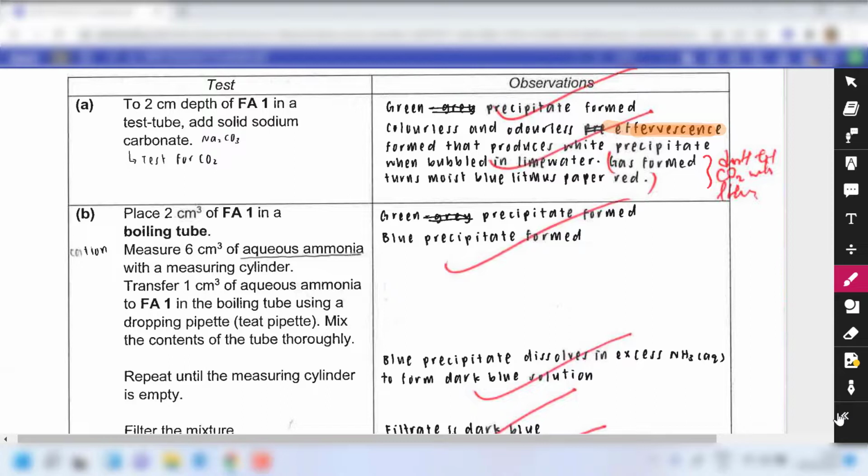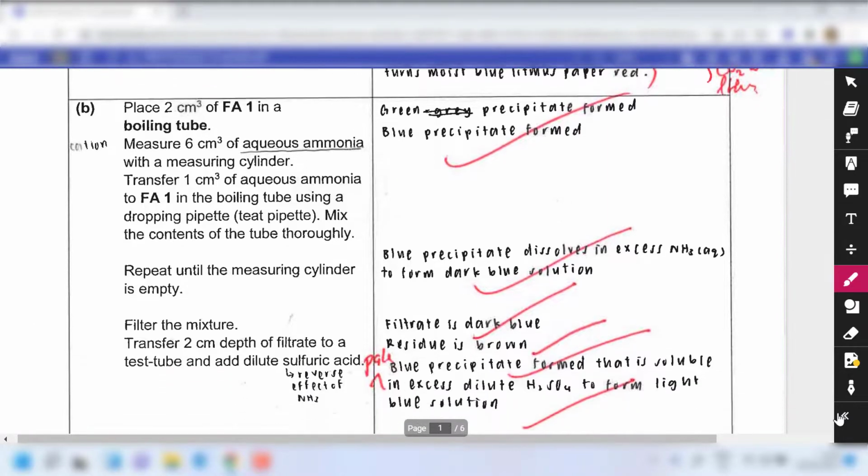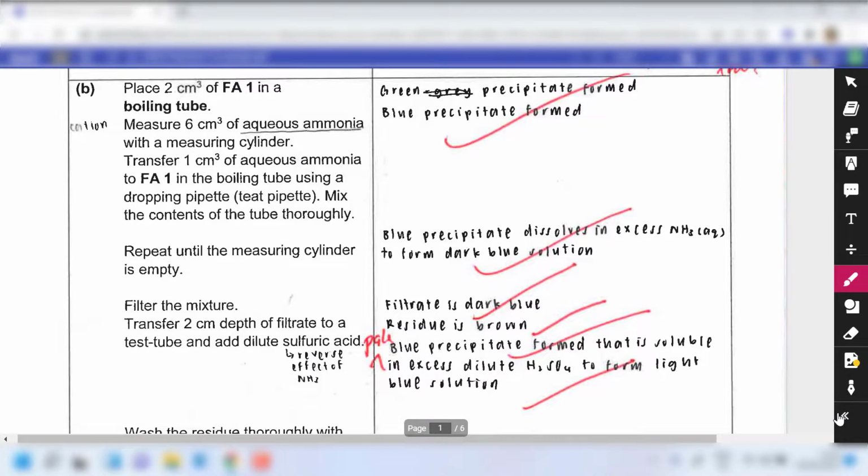SO2 and NO2 are acidic gases which will also turn moist blue litmus red. So don't test CO2 using litmus. Test CO2 by bubbling it into lime water. Okay, and I think I went through 1B quite extensively.